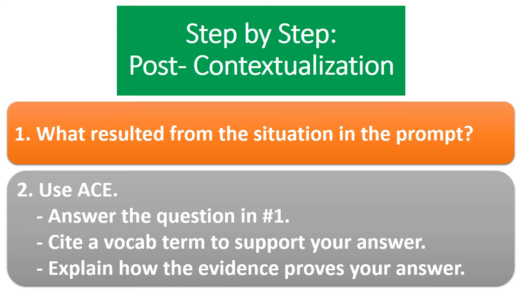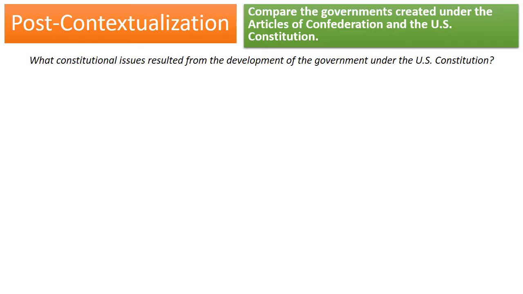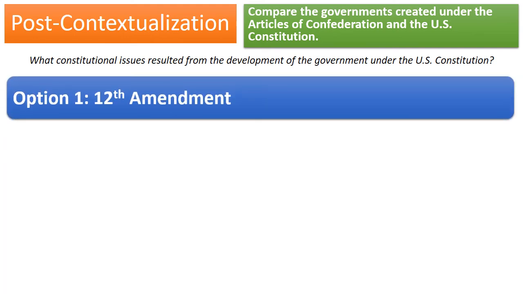All right, let's talk about building your post-context. We're going to answer the question, what constitutional issues resulted from the development of the government under the U.S. Constitution? Okay, so let's give you some options. Option 1, you could talk about the 12th Amendment. As you can see in the early presidential elections, there are some ties, and the 12th Amendment kind of solves the issue of how to determine who the vice president is in presidential elections. You could use that as an option.